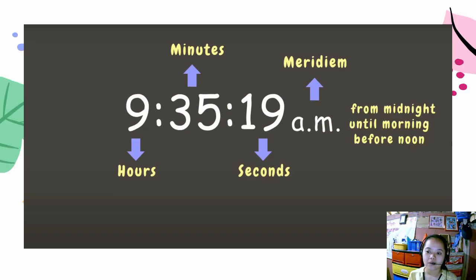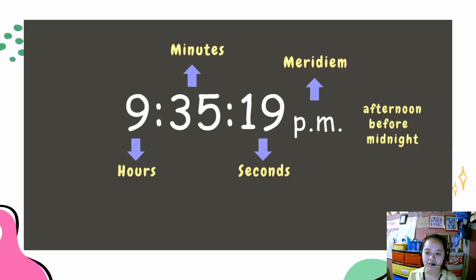So AM here represents the meridiem. AM means from midnight until morning before noon. And then PM represents afternoon before midnight.